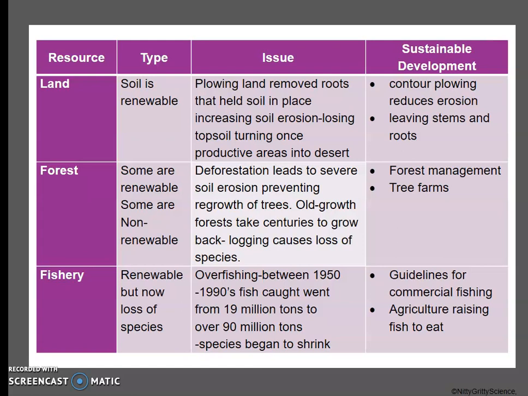So how do we help keep those issues from becoming a big problem? Well, we practice forest management, and we can farm trees for commercial reasons, for paper production, for lumber production.